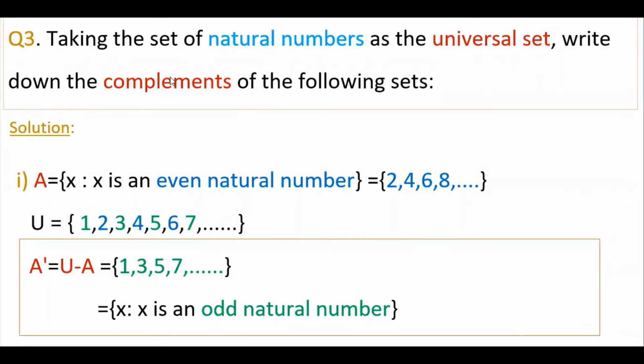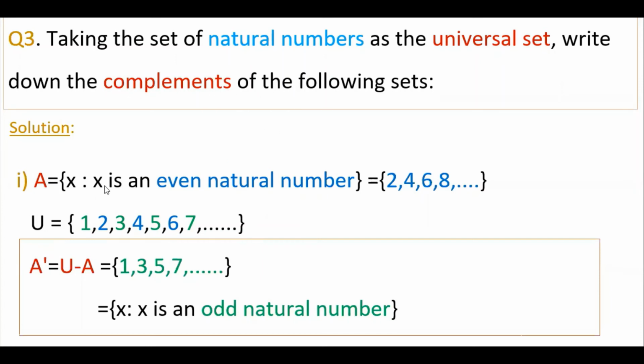This is the third question. Taking the set of natural numbers as the universal set, write down the complements of the following sets. So here the universal set contains all the natural numbers. Those are 1, 2, 3, 4, 5, 6, 7, etc. These are called natural numbers. So the universal set is nothing but the natural numbers. And here some sets are given. You have to find the complements of the sets.